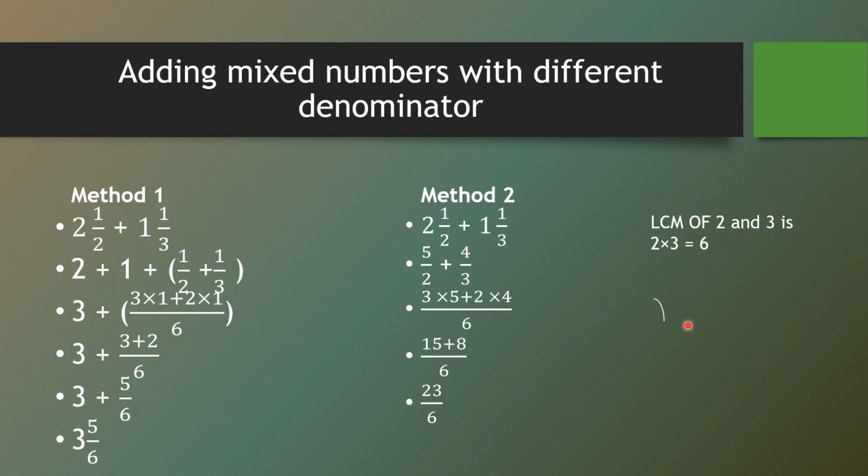So we will divide 23 by 6 and convert it into a mixed number. 6 3s are 18. 23 minus 18 equals 5. So 3 is the quotient, which is our whole number. 5 is the remainder, which is our numerator, and 6 is our denominator. So we will write here 3 and 5 by 6. So the answer will be the same whether you use method 1 or method 2.